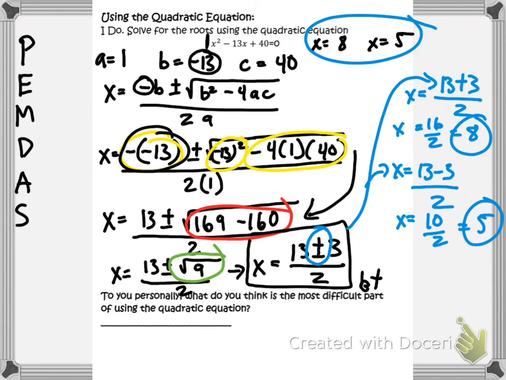Okay, so let's go ahead, let's answer this question. I know it's a long mess. You see how many steps there are? That's like 8, almost 9 steps. But you guys know how to do every single step, I promise you. Alright, so let's answer the question. To you personally, what do you think is the most difficult part of using the quadratic equation? I know this is your first time seeing it. Go ahead and answer that question here. What do you think is the hardest part?